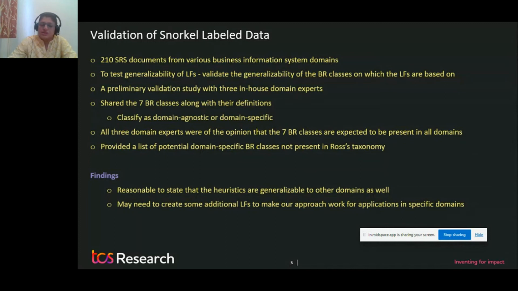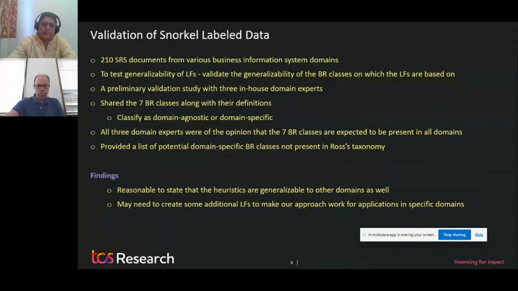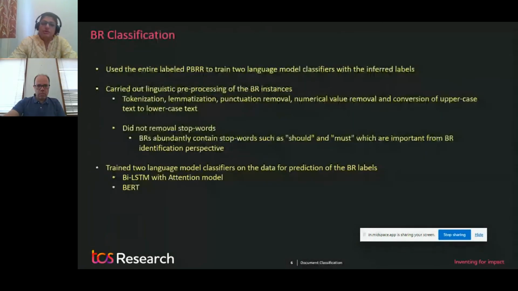In addition to this, they also identified some classes which would be specific to, say, the insurance domain or security. So in case we want to adopt this approach for a particular domain, the LFs which were already created for these 7 classes can be reused as is. In addition, for the BRs which are specific to a particular domain, you might have to create additional LFs. As I said earlier, for classification, we trained 2 language models. One is BiLSTM with attention, and one is BERT.